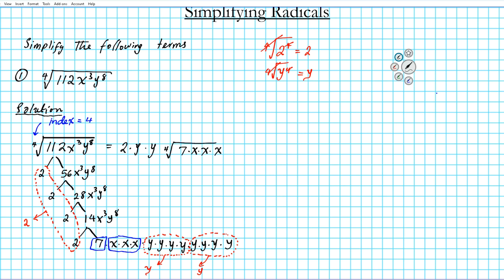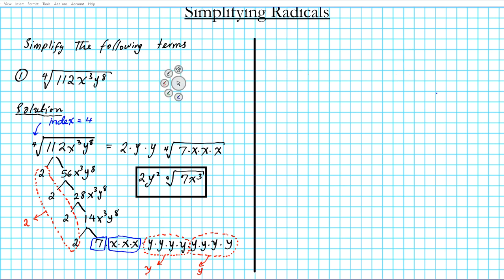So just put this all back together. 2 times y is 2y squared times the 4th root of 7x to the 3rd. Bam, like that. And there goes your final answer for question number 1. All right, let's take a look at another example.